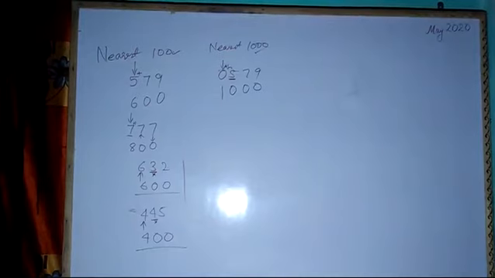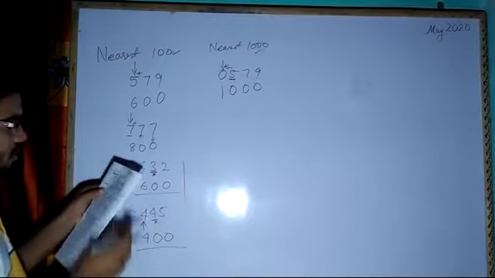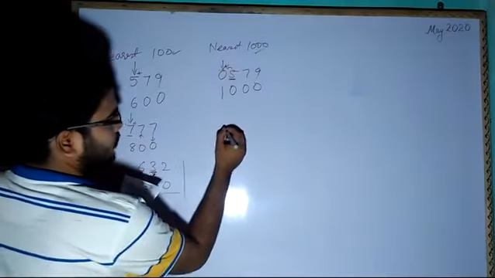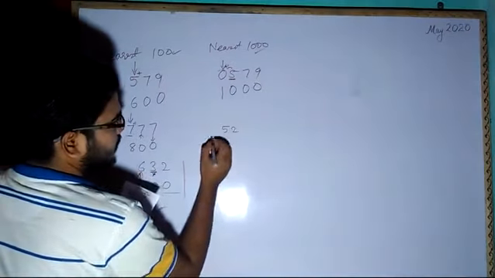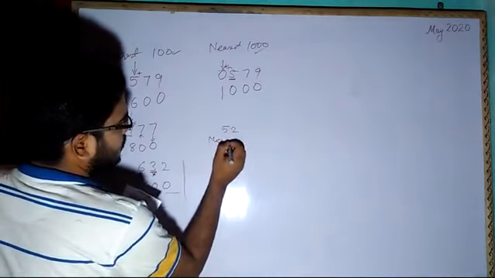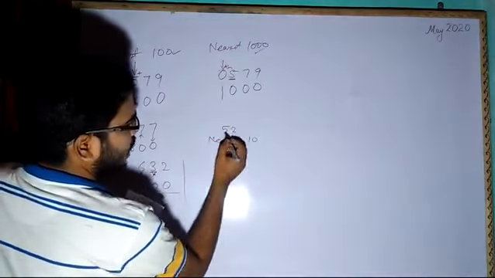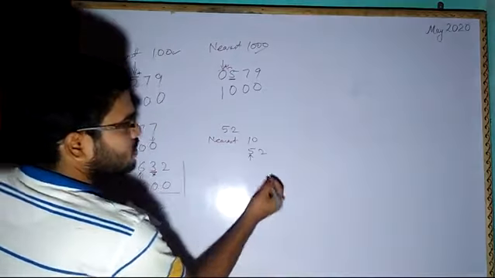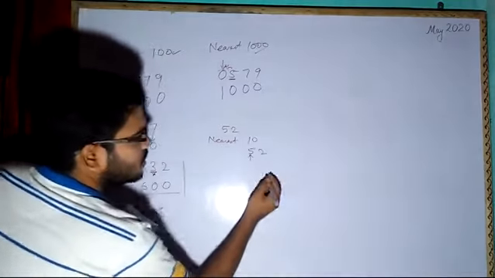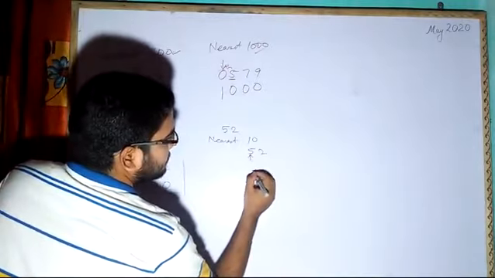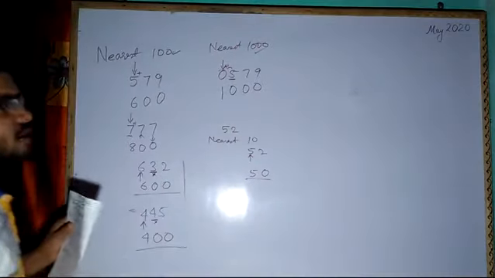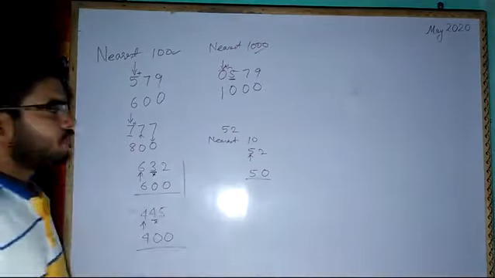Now let us solve some of the questions of our exercise. The very first question says round off to the nearest 10. So 52, if I have to solve the nearest 10, that means you have to see the tens position. 52 is here, the tens position is 5, the ones place is 2. So it will remain as it is. You have to discard, no increment, this will become 0.